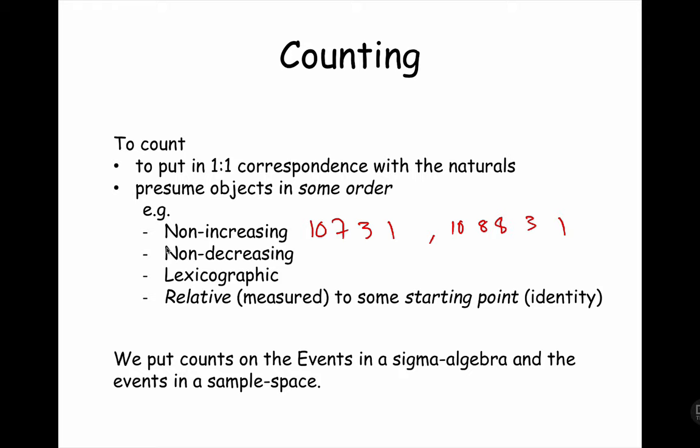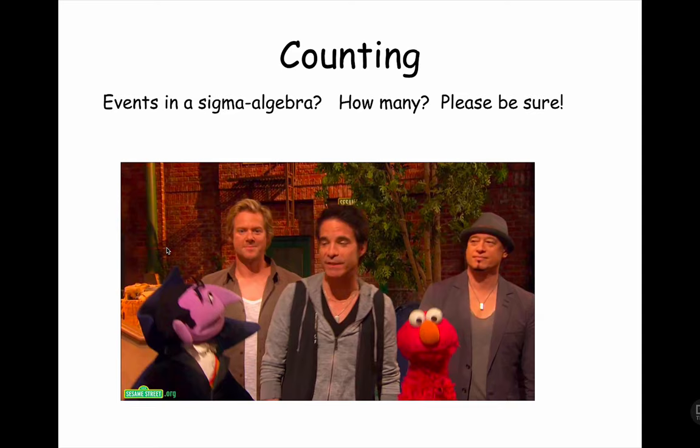And then you also have relative ordering, and that might be with respect to some starting point or some origin. So, for example, if you want to say what's closest to DSU, you take the center of DSU and then you order things based on their radial distance from DSU, and you can put them in a list based on that. So there are different ways you order things, and we want to order them using this counting mechanism. And we put counts on events in the sigma algebra that comprise our sample space.